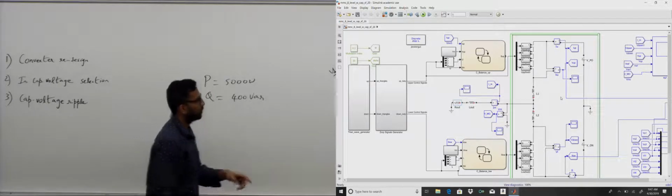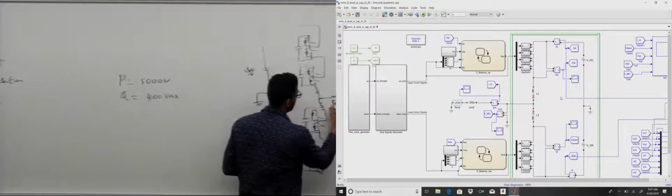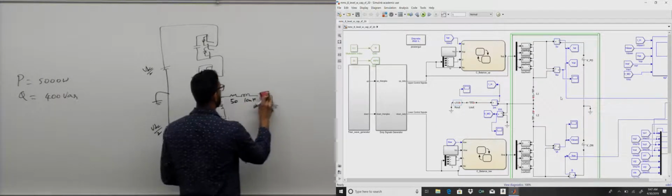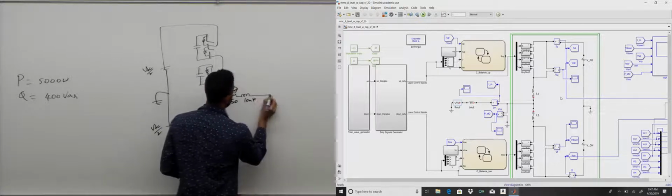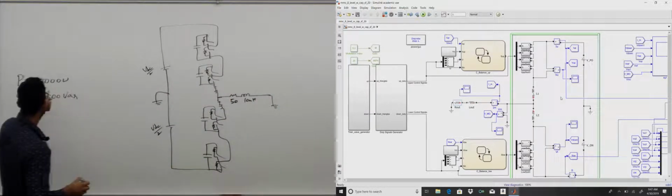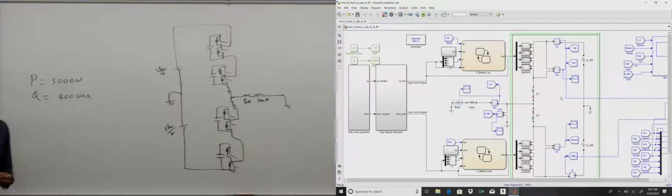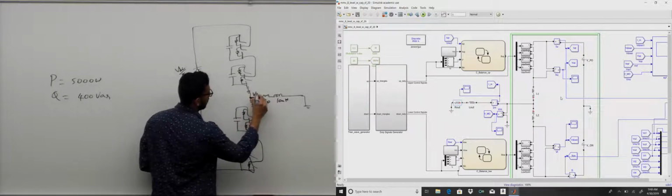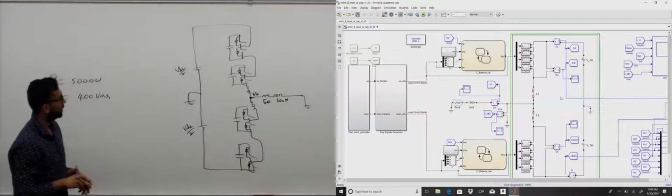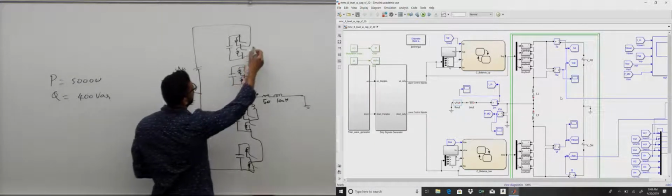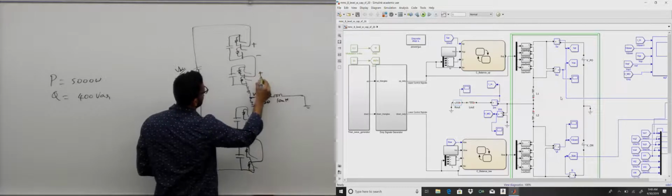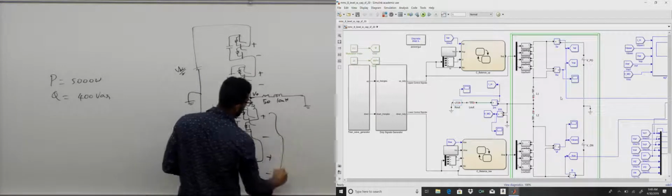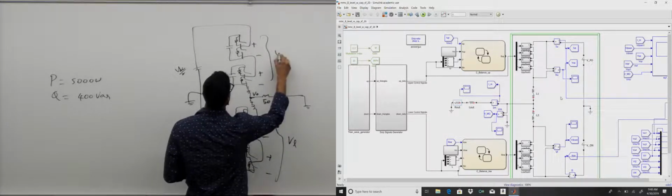So what would you do if you have a fixed RL load? Say this is 50 ohms, this is 10 millihenry. There is no other AC source connected, and we want to feed a power of 5000 watts and 400 volt ampere reactive to the load. So the only thing that we can really control is this point's voltage VO, and we can also control the voltage output of these submodules here, and this we know is VL, this we know is VU.